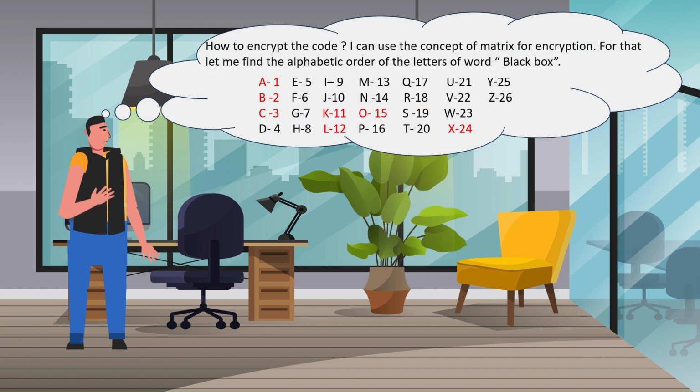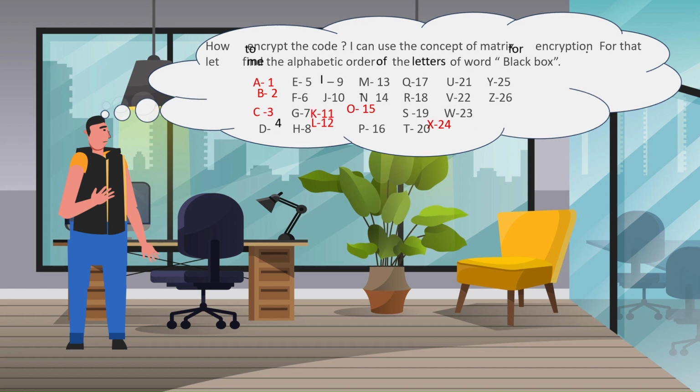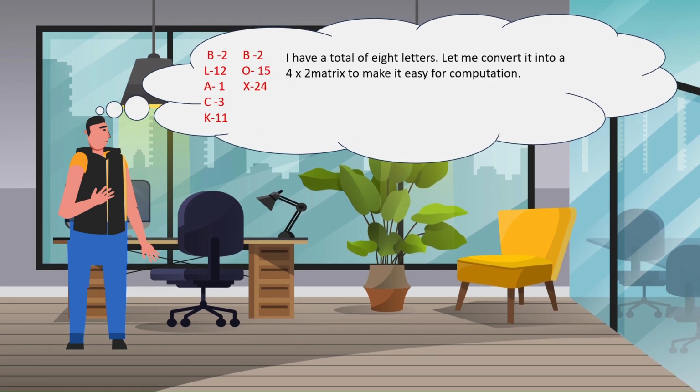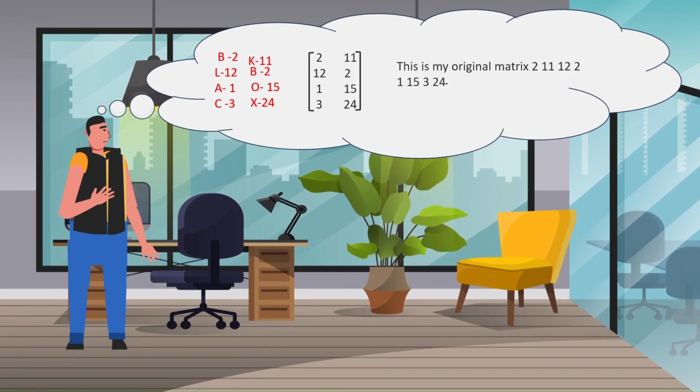How to encrypt the code? I can use the concept of matrix for encryption. For that, let me find the alphabetic order of the letters of the word black box. I have a total of 8 letters. Let me convert it into a 4x2 matrix to make it easy for computation. This is my original matrix: 2, 11, 1, 12, 2, 1, 15, 3, 24.